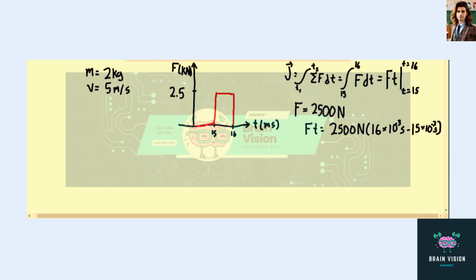This works out to give us 2,500 newtons times 10 to the minus 3 seconds. That means the value of the impulse acted upon our stone is equivalent to 2.5 newton seconds.